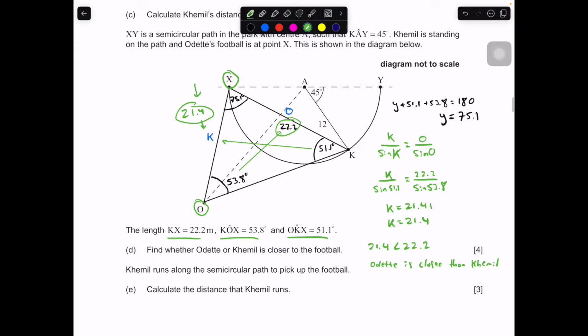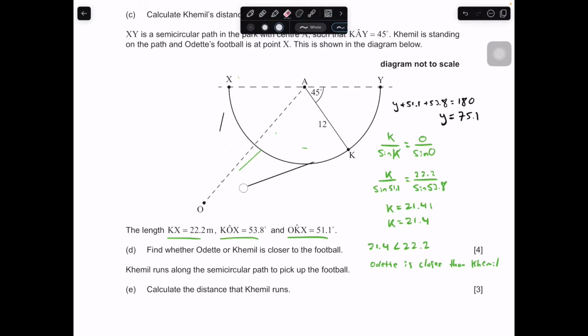Camille runs along the semicircular path. So here he is, to pick up the football. Calculate the distance that Camille runs. Okay, I'm going to erase some of this. To be honest, it's going to look messy, and none of this is particularly relevant in the second part. So let's go ahead and work through this.